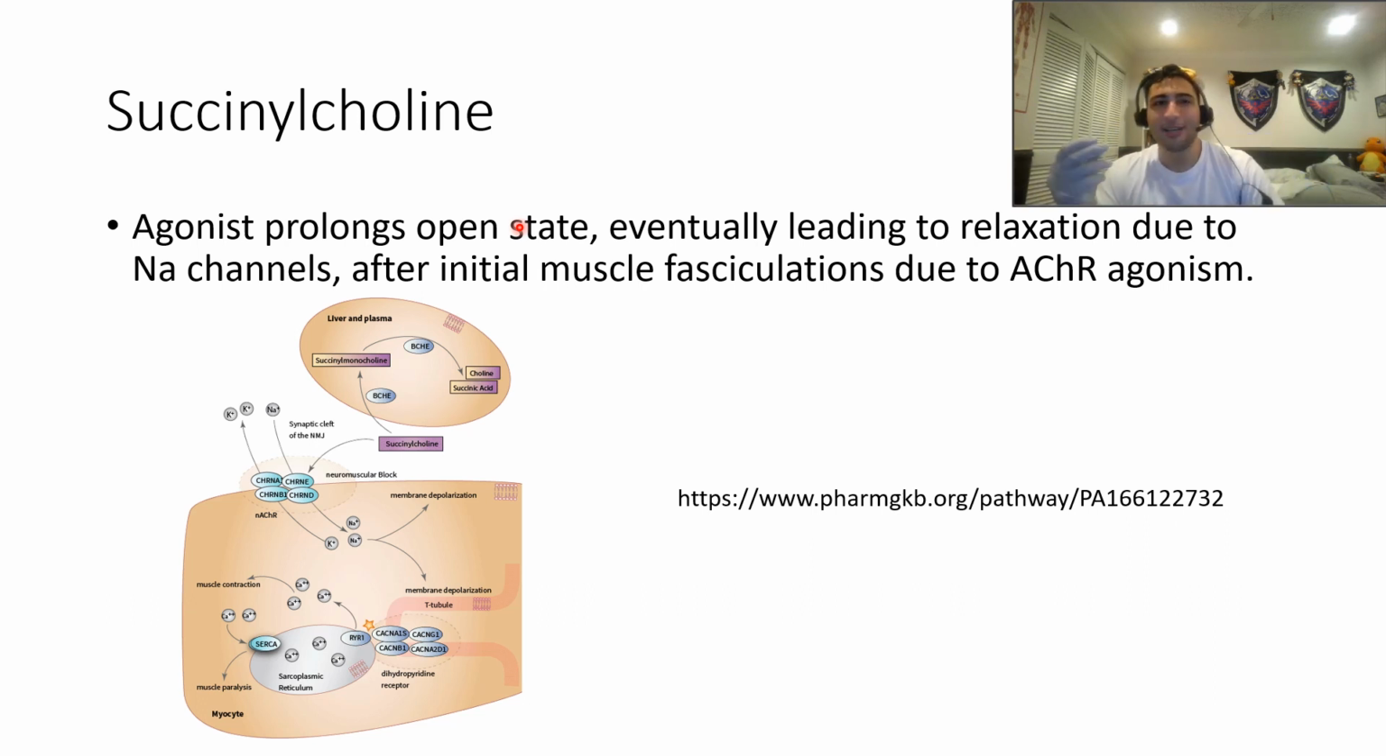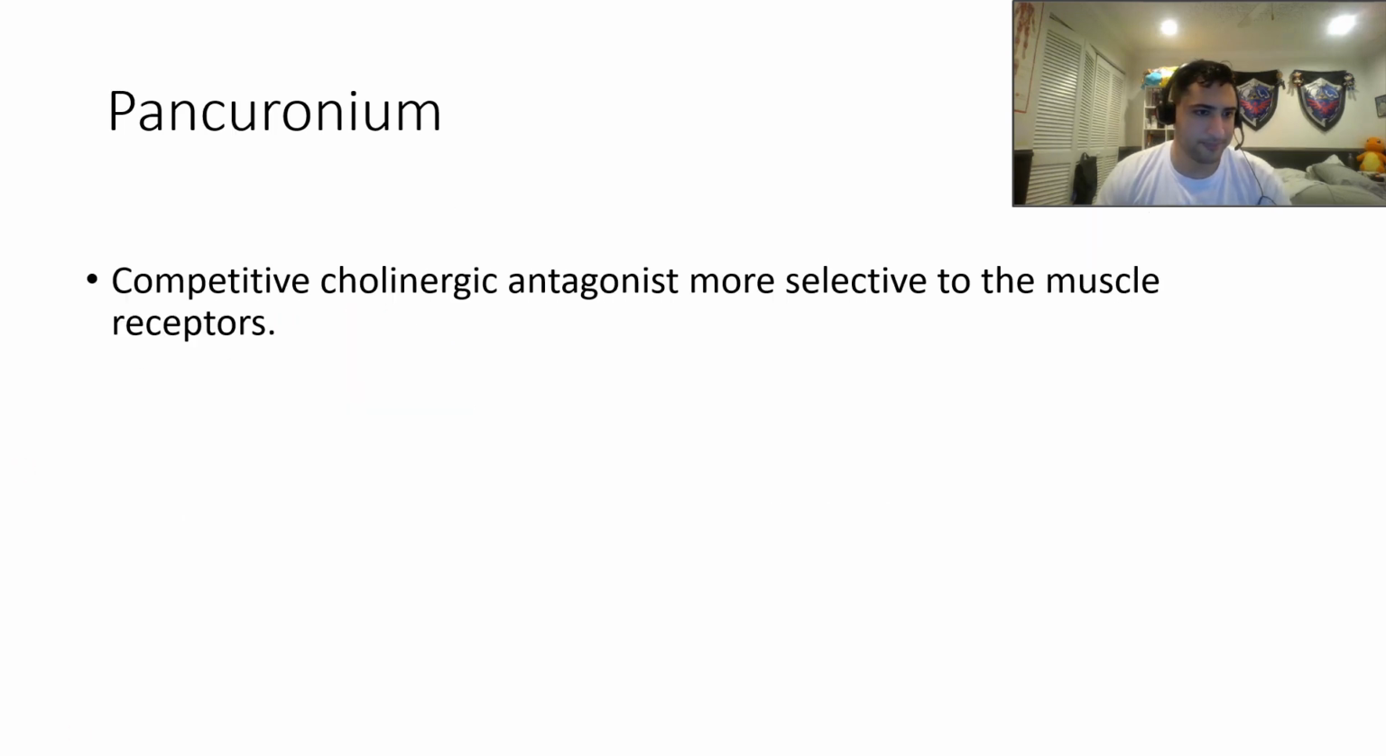Why? Succinylcholine is an agonist. So why are we using it as an anesthetic? What it does is that it's going to prolong the open state. So succinylcholine binds, and when it binds, it opens up the channel and it keeps the channel open. If the channel never closes again, the muscle doesn't contract again, right? So you get an initial contraction, those fasciculations, and then relaxation, and that's succinylcholine.